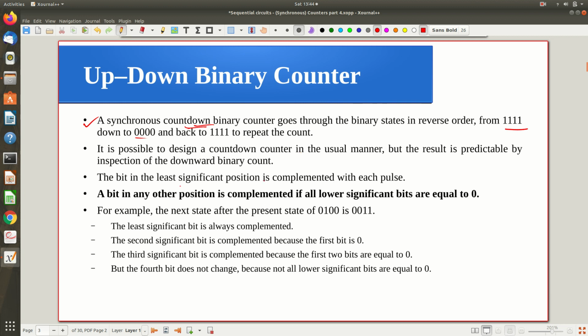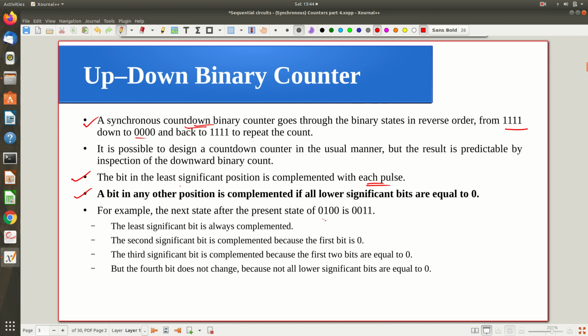So what kind of observation did we make? If you are looking at the least significant bit, that is always complemented in each and every pulse, okay? And a bit in any other position is complemented only if all lower significant bits are equal to 0. If I want to know whether the kth bit is to be toggled or not, just observe the bits from 0 to k minus 1. If bits from A0 to A(k minus 1) are all 0, the kth bit will be toggled, otherwise it will not be. If any one of the bits is 1, it will not be toggled.